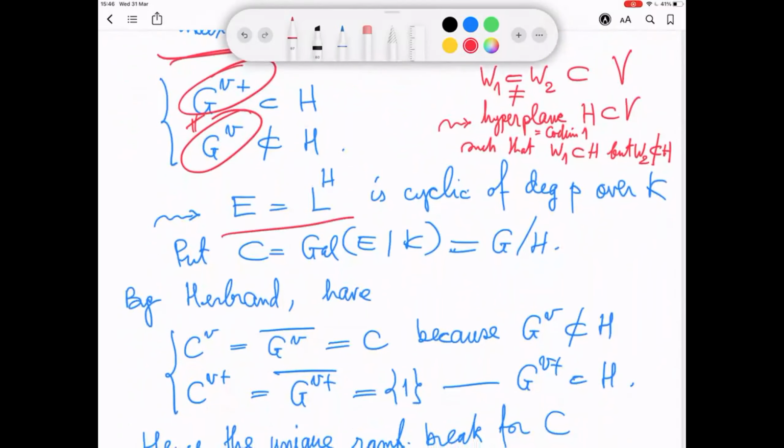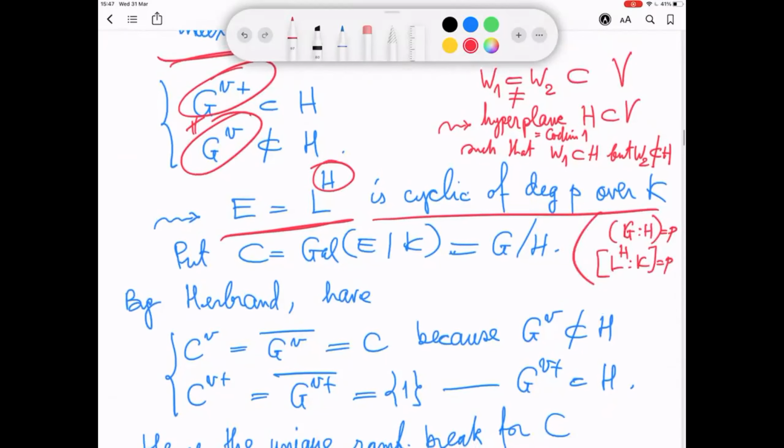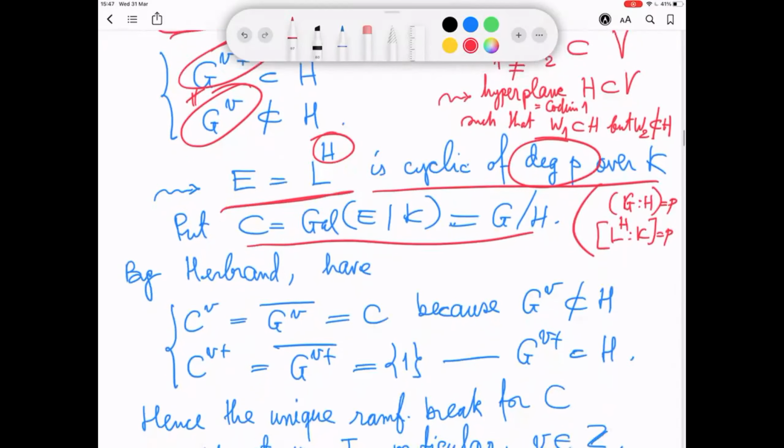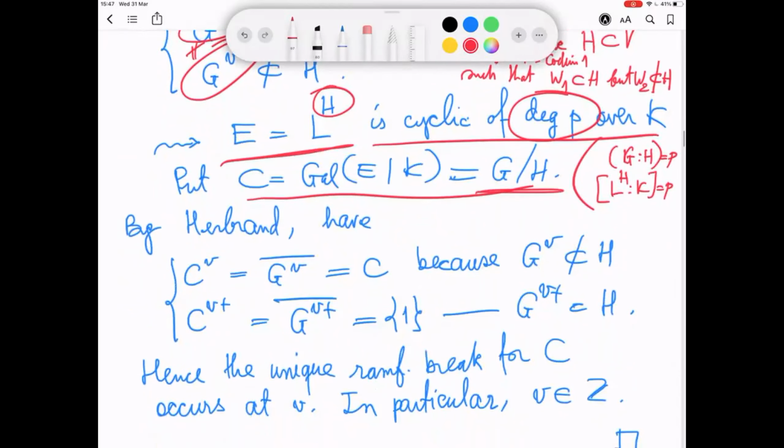Now you take the fixed field L^H of this H. That's a cyclic extension of degree p over K because the index of H in G is equal to p. So the degree of L^H over K is going to be equal to p, right? So it's a cyclic extension of degree p. And if I put C equal to the Galois group, which is G mod H, right?